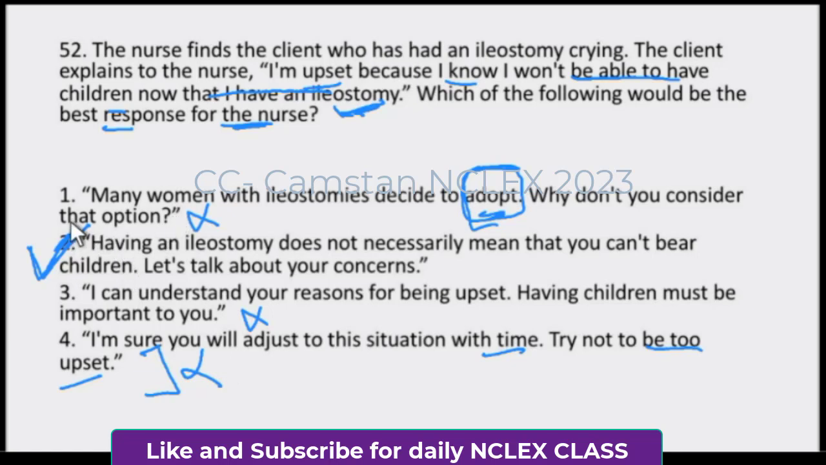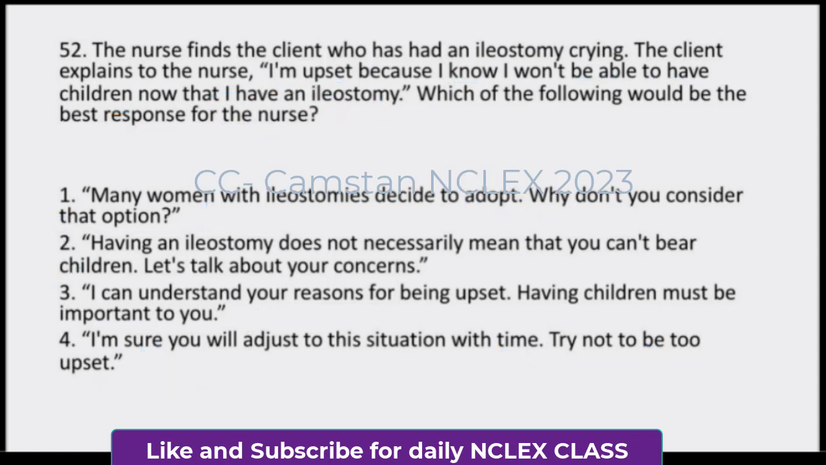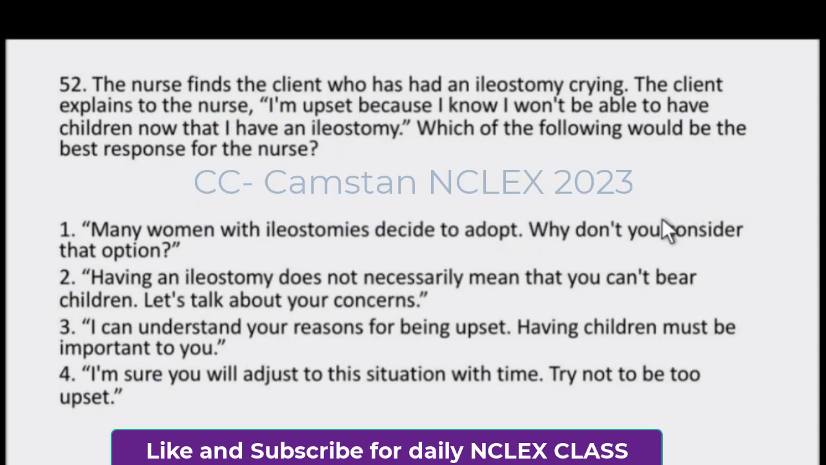So out of the four options, the correct one is the second one, that is having an ileostomy does not necessarily mean that you can't bear children. Let's talk about your concerns. Let's move on to the next question.